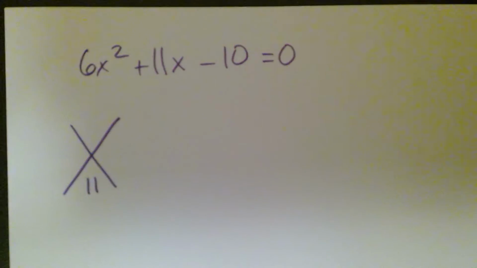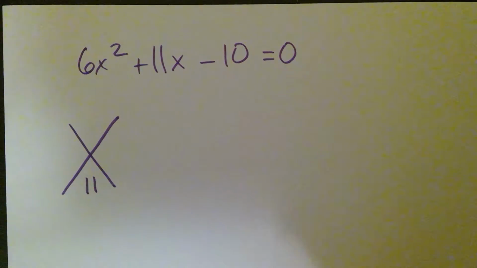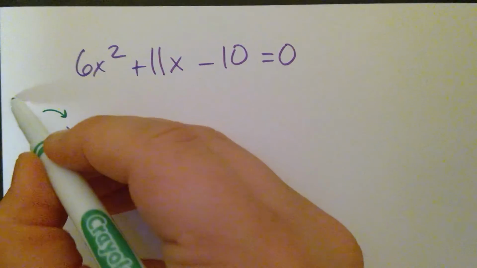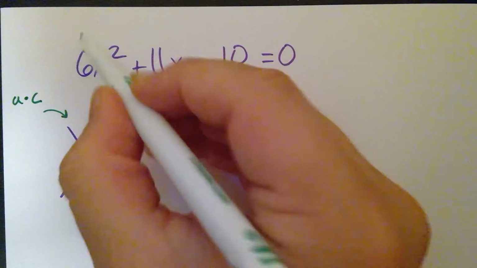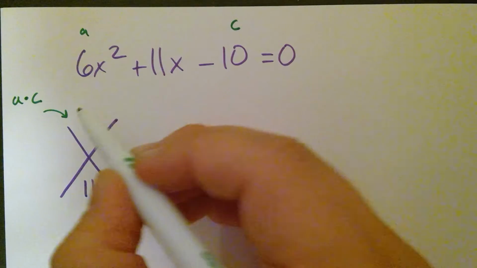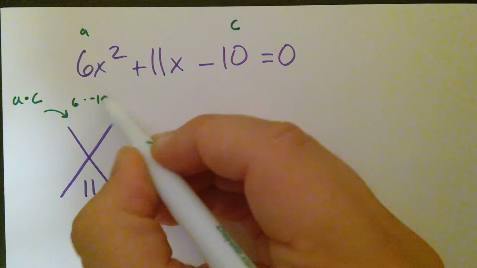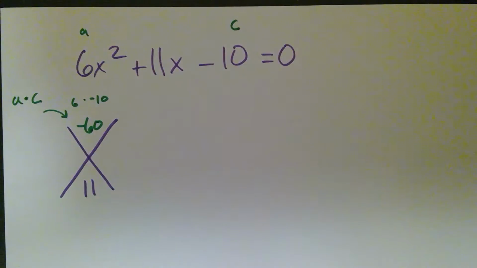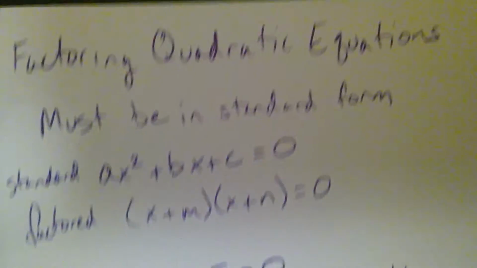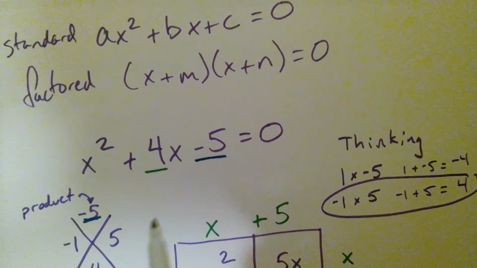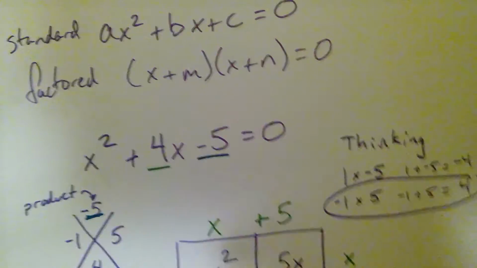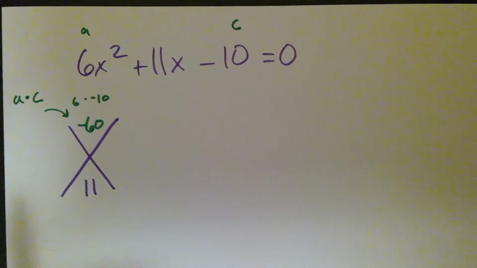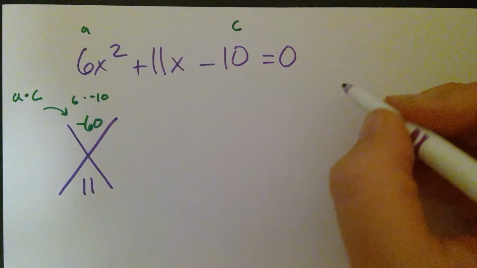Now this is where it gets tricky. This right here is A times C. So that's 6 times -10, or -60. I'm going to go back briefly to the previous problem. The product was -5. 1 was the number in front of x squared, so 1 times -5 gives us -5. Now, what two numbers multiply to make -60 and add up to 11?